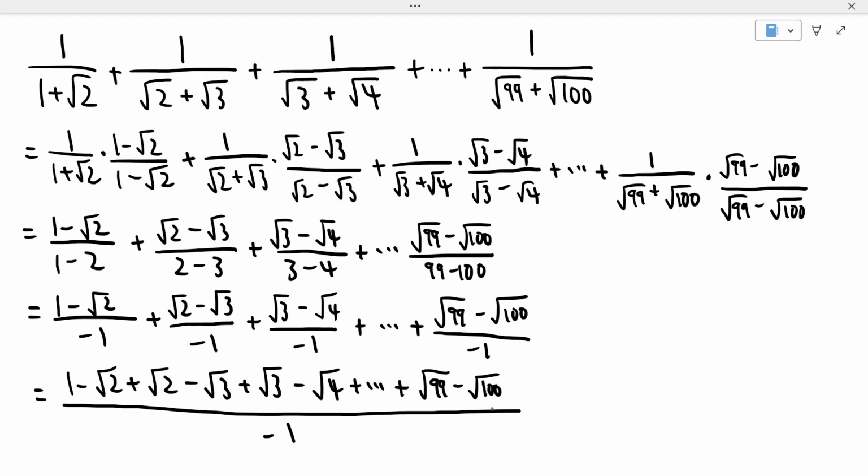Alright, so what this means is that in this combined fraction, we'll have a bunch of terms that will cancel out. So the minus square root of 2 will cancel out with the plus square root of 2 in the next term, and then the minus square root of 3 cancels out with the plus square root of 3, minus square root of 4 cancels out with the plus square root of 4, and so on. And then until we get to the last term, the minus square root of 99 would cancel out with the plus square root of 99 here. So we're just left with two terms, which is 1 and then minus the square root of 100.